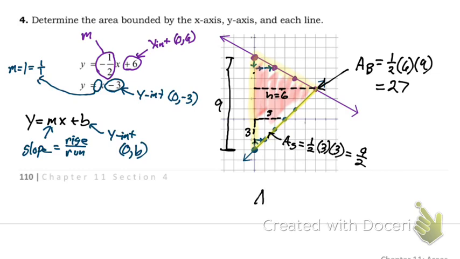So now how do I find my actual area? The area I'm looking for, Leanne? You subtract the big area minus the small. Yep, big area minus that small stuff I don't want anymore. So that's going to be 27 minus, instead of 9 over 2, I'm just going to change that to 4.5, which would equal 22.5.